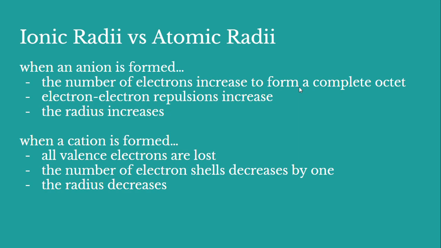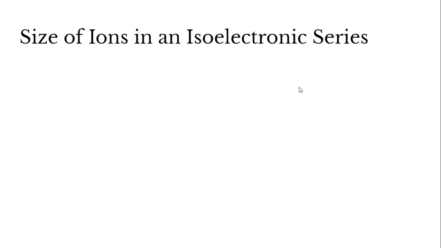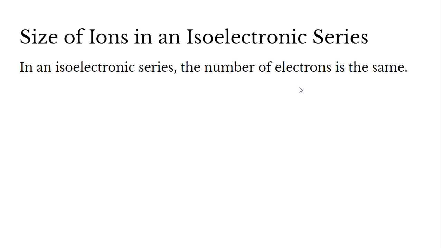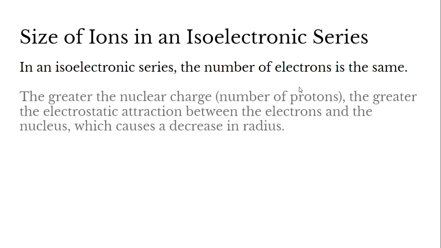So lastly, we're going to be talking about comparing ions in an isoelectronic series. In an isoelectronic series, the number of electrons is the same, which is why we look at the number of protons. So the greater the nuclear charge, the greater the electrostatic attraction between the electrons and the nucleus, which causes a decrease in radius. You can think of it as the stronger nuclear charge pulls in the electrons more, which is why it's smaller.